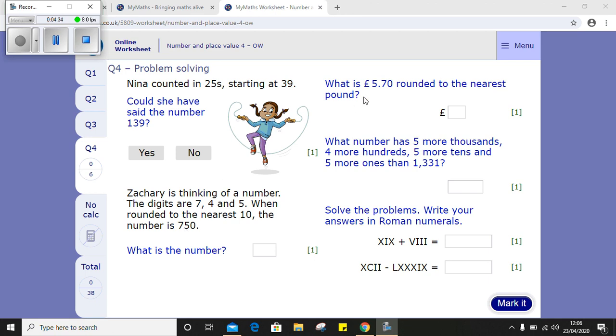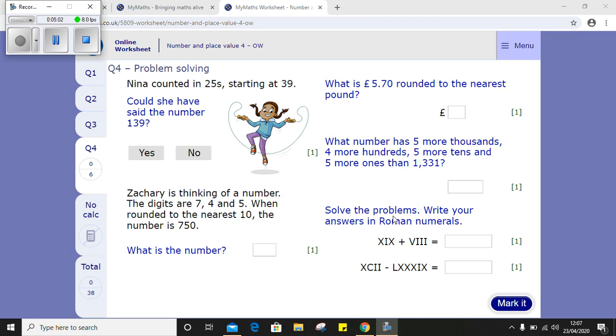What is £5.70 rounded to the nearest pound? Okay, so it's very similar to rounding to the nearest 100, but think about which number in here represents pounds and which number is going to help you round. What number has 5 more thousands, 4 more hundreds, 5 more tens and 5 more ones than 1,331? Another good question. I like that one.